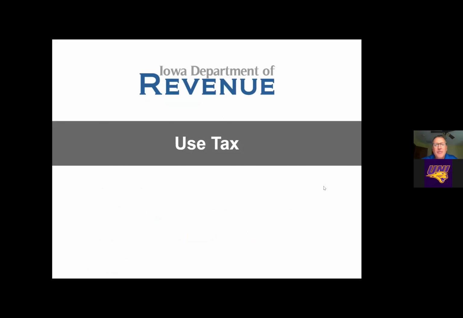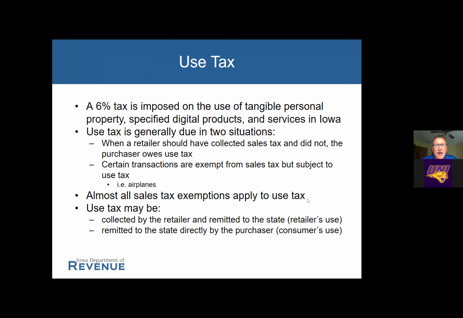All righty. As promised, we're going to spend a little bit of time talking about use tax as well. When it comes to use tax, what in the world is use tax? Well, this is a 6% tax. Remember I said the state use tax rate was 6%. We do not have a local option use tax, okay? That local option tax that we have is a sales tax. And so local option tax only applies to transactions subject to sales tax. But use tax is only 6%. It's imposed on the use of tangible personal property, specified digital products, and services in Iowa.